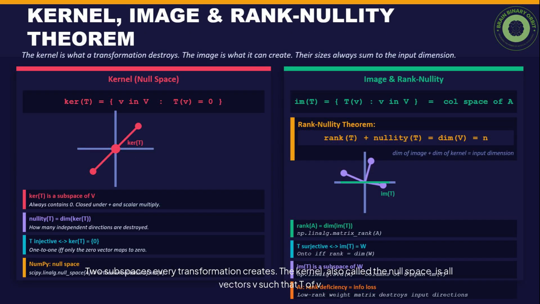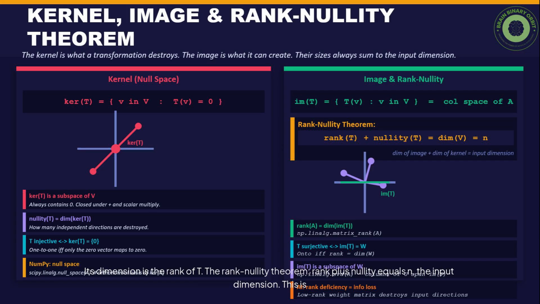Two subspaces every transformation creates. The kernel, also called the null space, is all vectors v such that T of v equals 0. It is a subspace of the input space V, always containing 0. Its dimension is the nullity of T. The image, also called the column space, is all possible outputs T of v as v ranges over V. It is a subspace of the output space W. Its dimension is the rank of T.